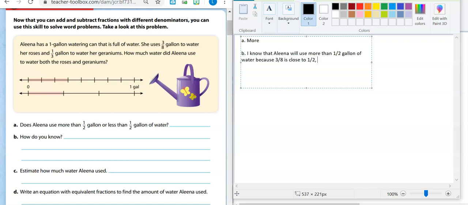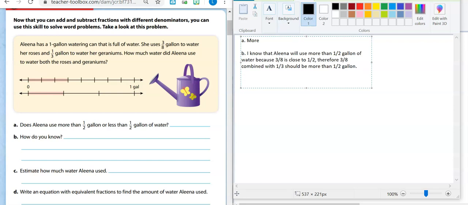So, or therefore, because we're going to use therefore. Therefore, 3/8 combined with 1/3 should be more than 1/2 gallon.